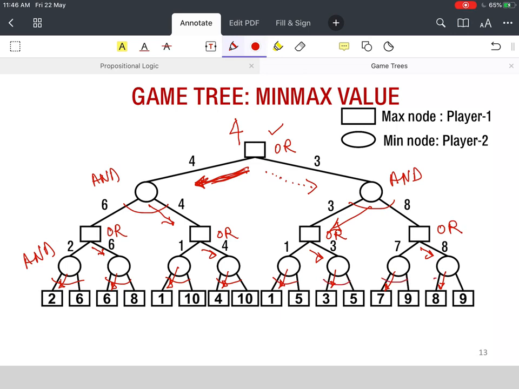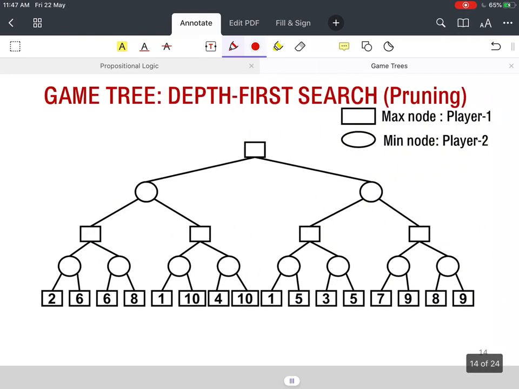So these are all AND nodes. In AND nodes, the max value is computed, and in OR nodes, the min value is computed. And that is how what we get is called the min-max value of the game tree. And it is the min-max value that we want to find to determine the action that is to be taken at this point in time. The question is, how do we compute the min-max value?